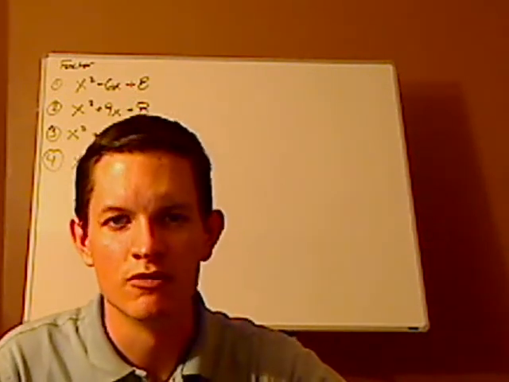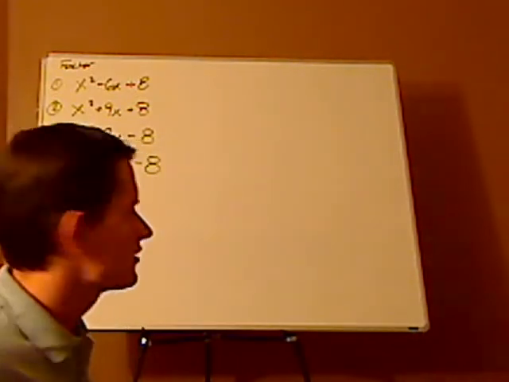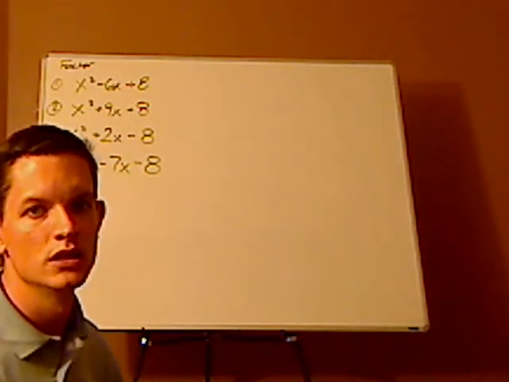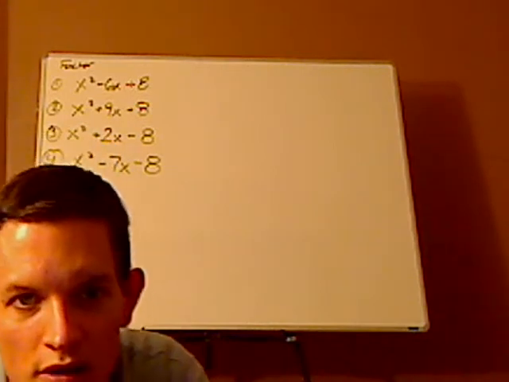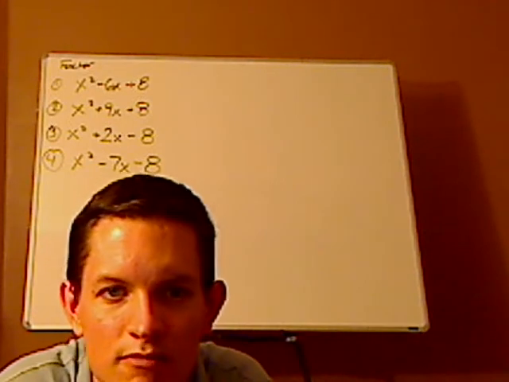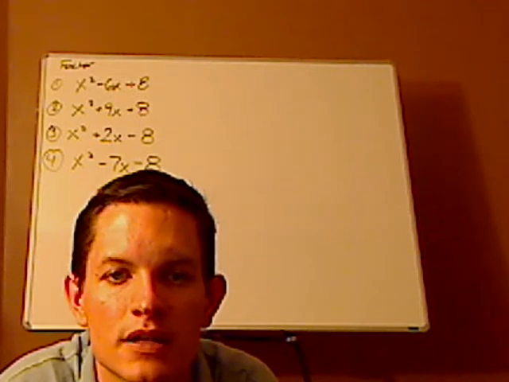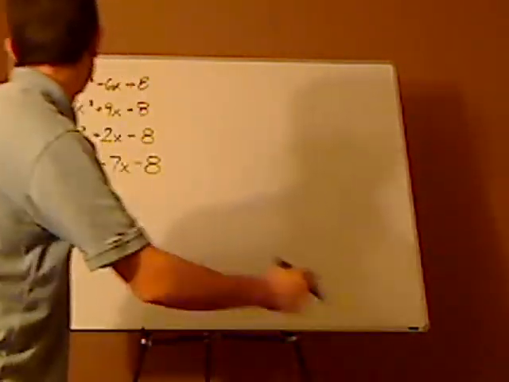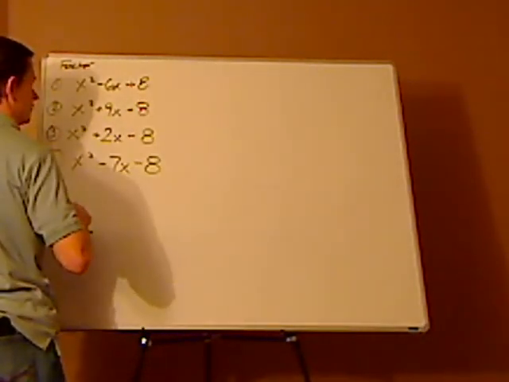So let me read those for you because they might be hard to read. X squared minus 6x plus 8, then you have x squared plus 9x plus 8. Then you have x squared plus 2x minus 8. And then you have x squared minus 7x minus 8. So pause the video and see if you can try to do these on your own. Alright. Now I'm going to do all my work here, and I'm going to put the answers here.